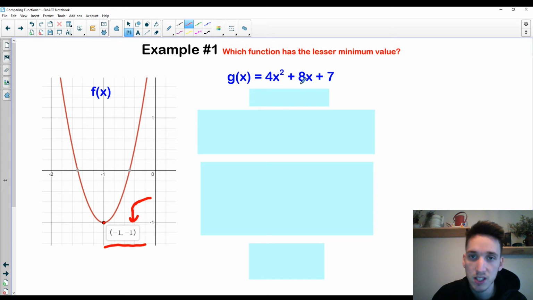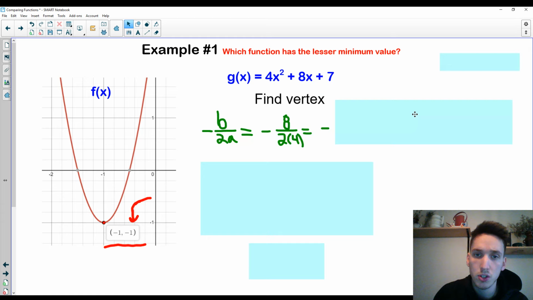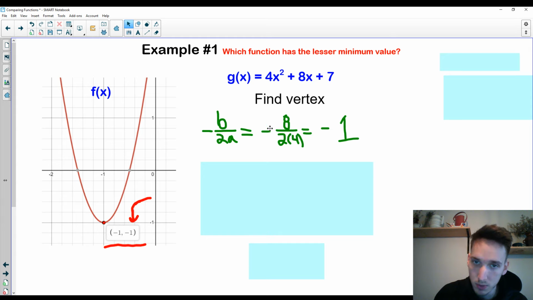If you remember correctly, this function is written in standard form, ax squared plus bx plus c. I've already got this worked out, but you know how to find the vertex from standard form. First, you find negative b over 2a. This is our axis of symmetry. Here, b is 8 and a is 4, so negative b over 2a simplifies down to -1. That -1 is going to be the x value of my vertex.